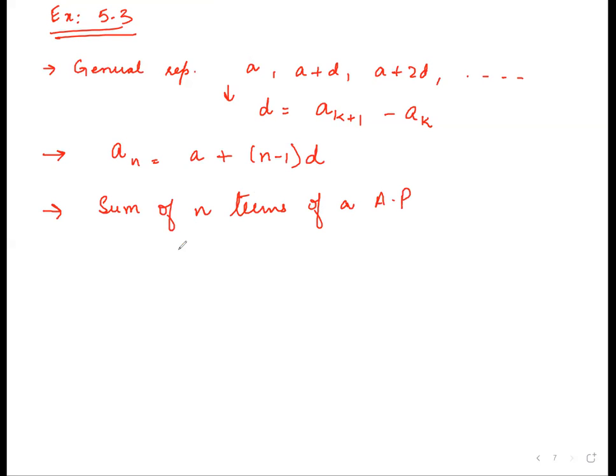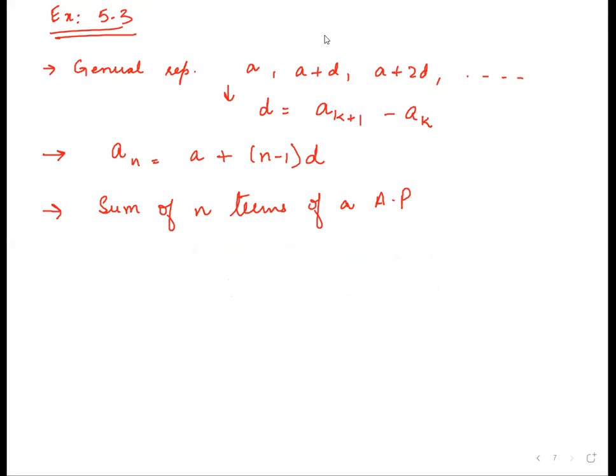For example, I have an AP 2, 4, 6, 8, 10, and so on. I want to find the sum of the first 100 terms of this AP, or the first 50 terms of an AP. So if I add the AP, 2 plus 4 plus 6 like that, I just want to add the first 50 terms and find the sum. So for that we have a formula. Okay, so just an example.